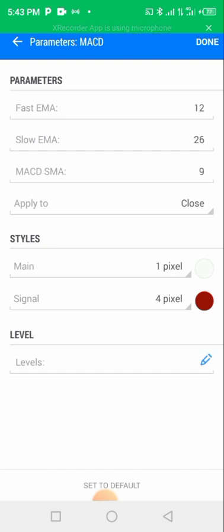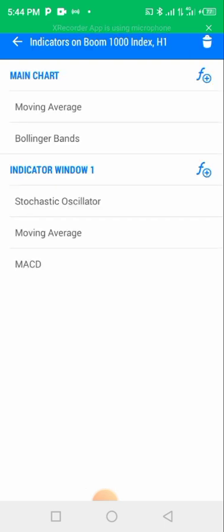Please guys, make sure you screenshot all this and keep it so that you can use it and set it on your chart so you don't make mistakes. And that's all for the indicators for this strategy. So guys, you can continue watching the video. Thanks.